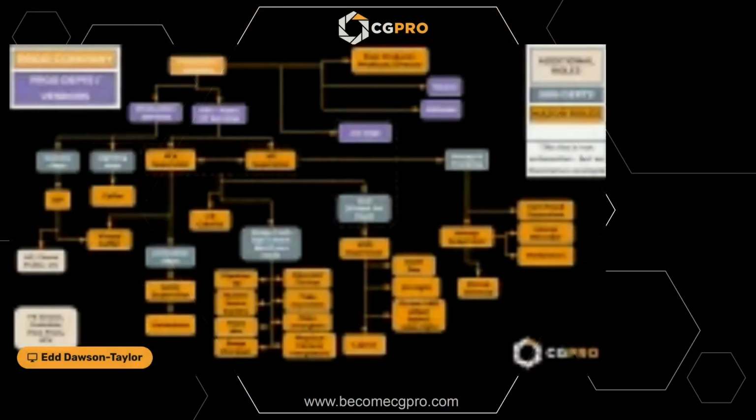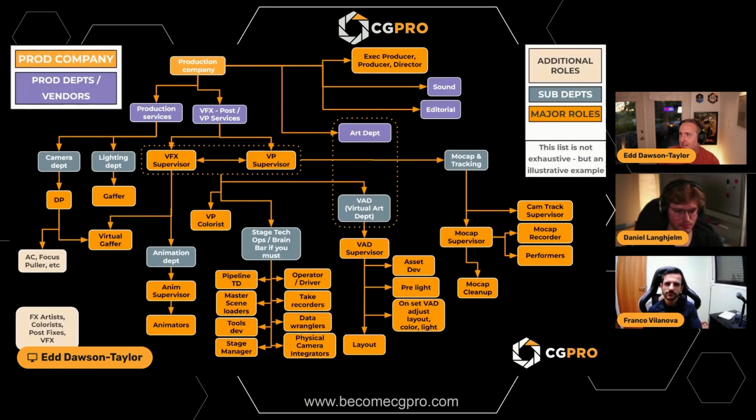I have another diagram which I keep refining over time to try and explain the world of virtual production, starting from the production company near the top here. My pointer's still freaking out. Anyway, all the roles stretching down towards the camera department, lighting department, animation department, the volume control or brain bar if you must, virtual art department, and mocap and tracking department, and then underneath that, all of the tasks that need to get done.